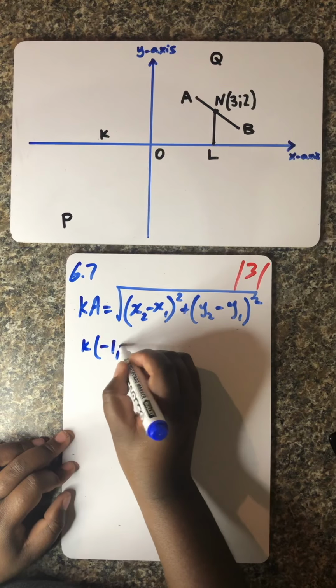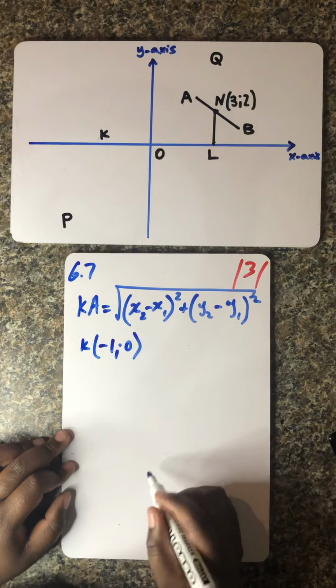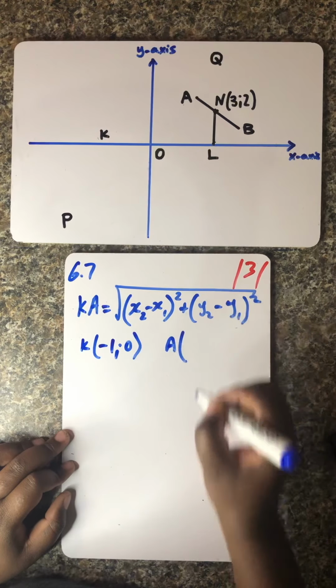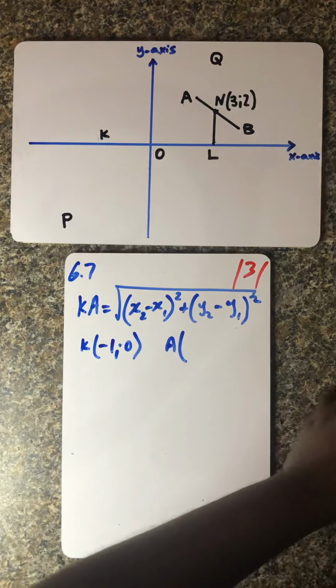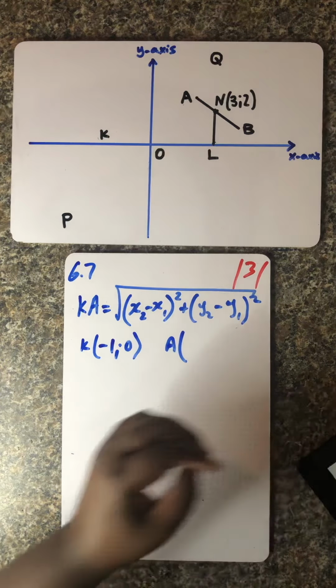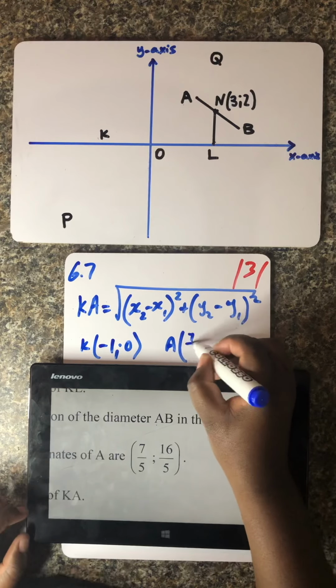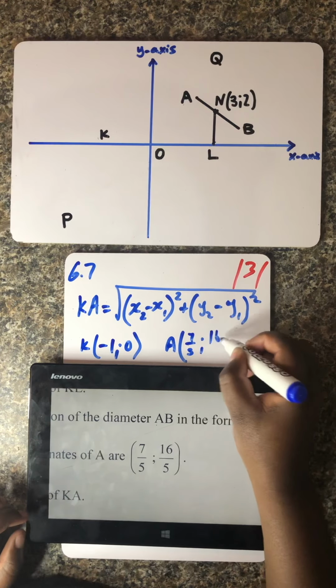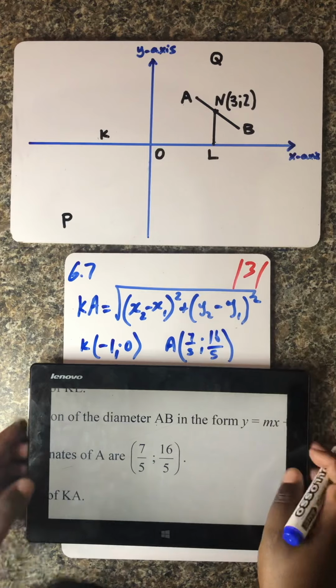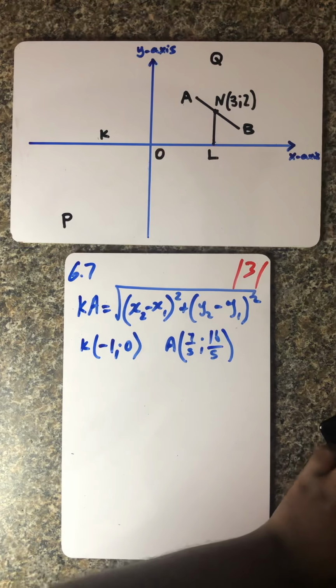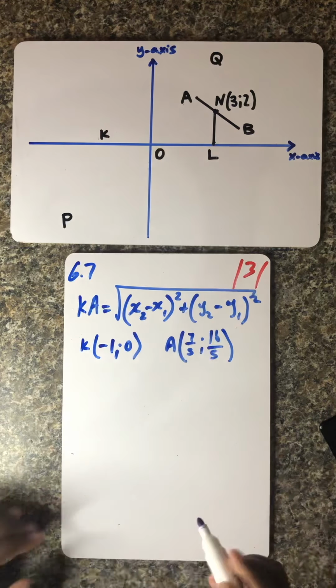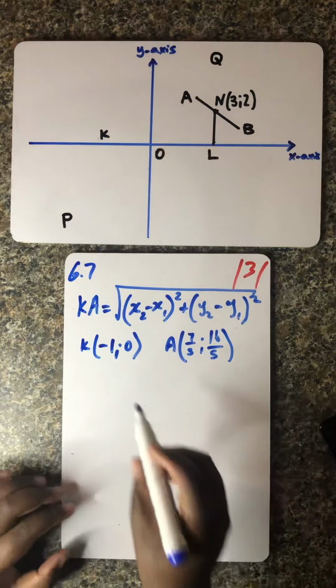These are the coordinates of K, and the coordinates of A we just calculated, and again we're given in the question that the coordinates of A are 7/5 and 16/5. Okay, so this is an easy question. We're given all of the information, the other one we just calculated, so we just substitute.